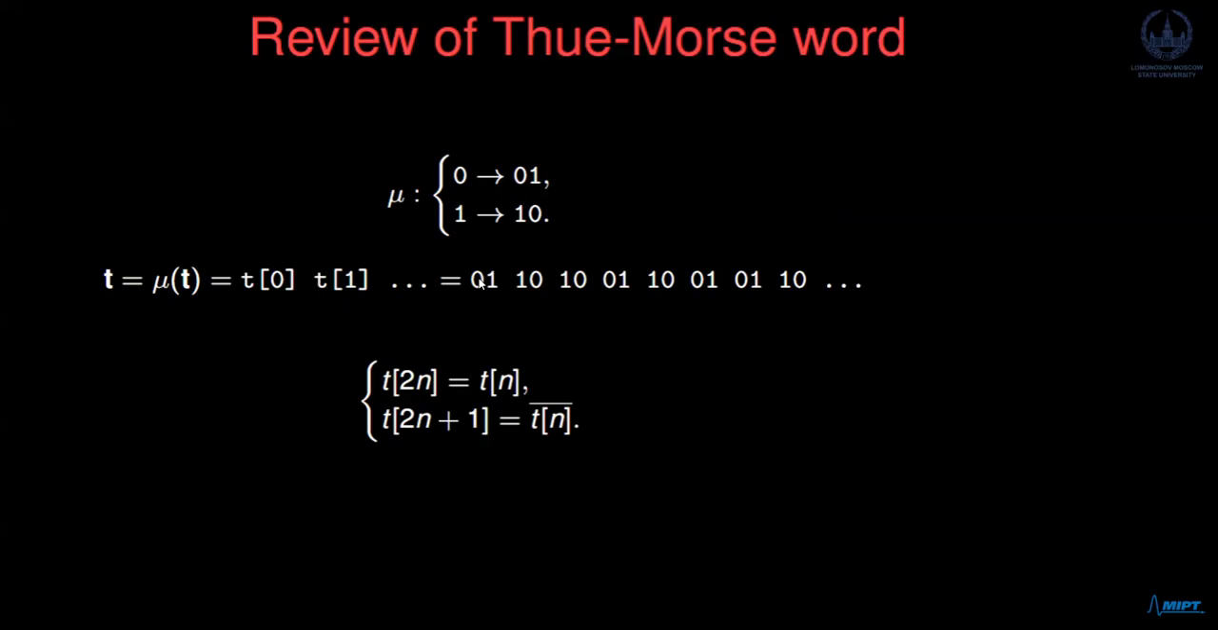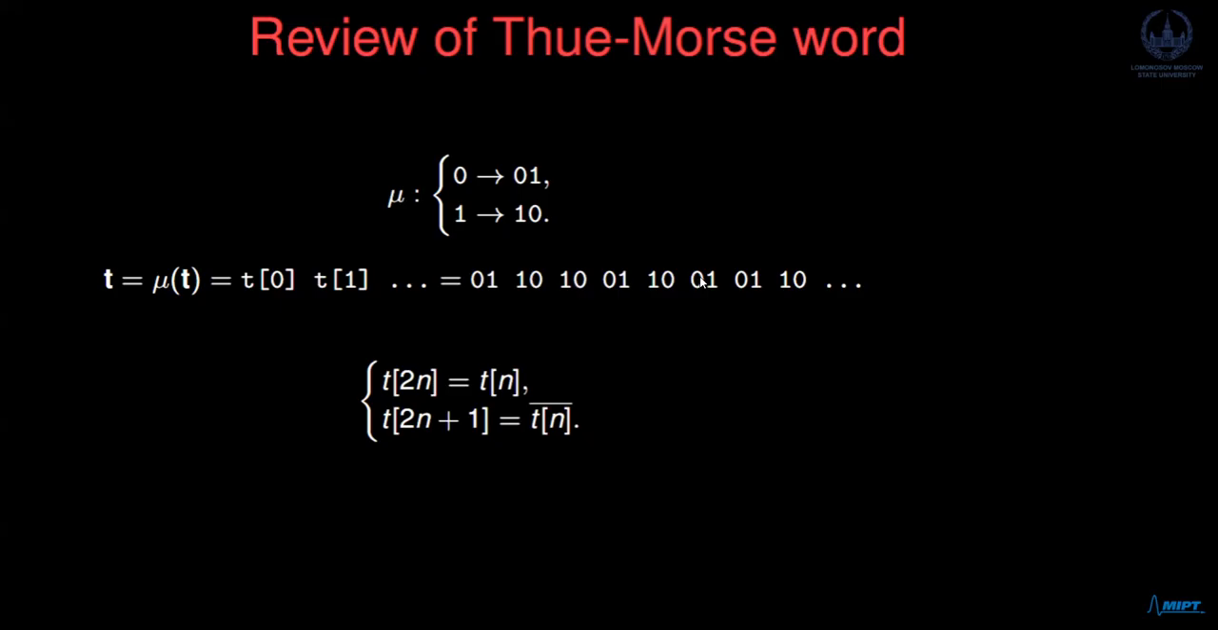Expression of the Thue-Morse sequence: we can represent the Thue-Morse word by t, where t is equal to mu of t, and you can get t of 0, t of 1, and so on. This results in the infinite binary sequence. You can see we have the Thue-Morse sequence. Notice the absence of consecutive identical blocks, which is a key property of this sequence.